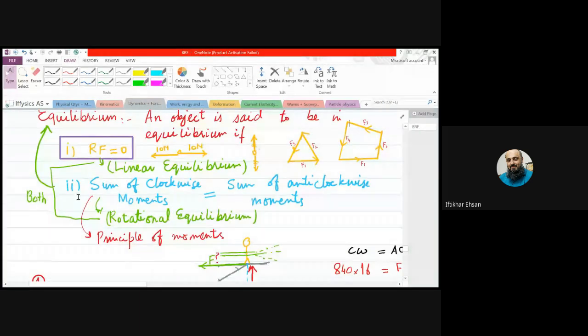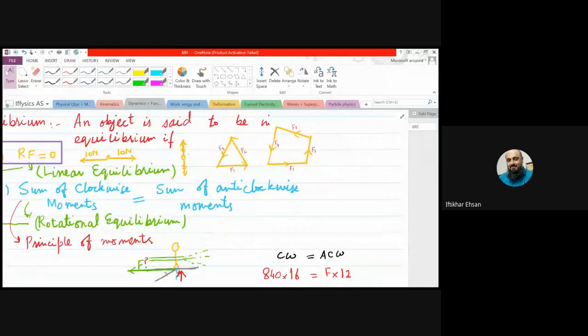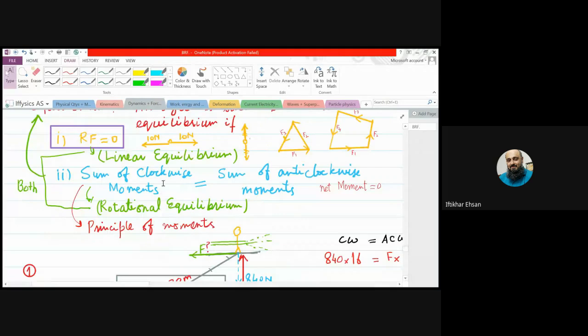The second condition is that the sum of clockwise moments acting on the object should be equal to the sum of anti-clockwise moments. In other words, the net moment or net torque is zero. Turning can be either clockwise or anti-clockwise, so the sum of clockwise moments is equal to the sum of anti-clockwise moments.